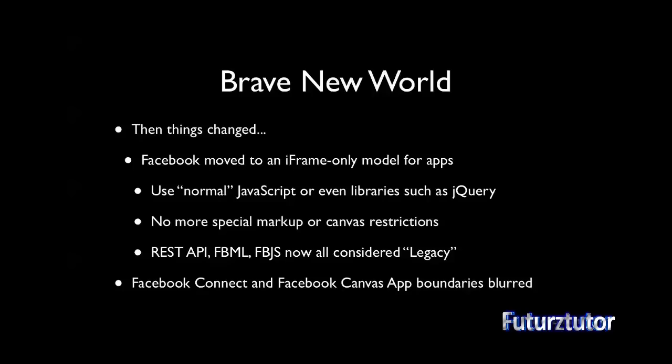The old REST API, FBML and FBJS are now all considered legacy, and although they can in some cases be used, they should no longer be used, and the boundaries between Facebook Connect and Facebook Canvas apps have become blurred, as Canvas apps are now effectively also external websites embedded within an iframe in Facebook. So let's take a look at the Facebook platform today.